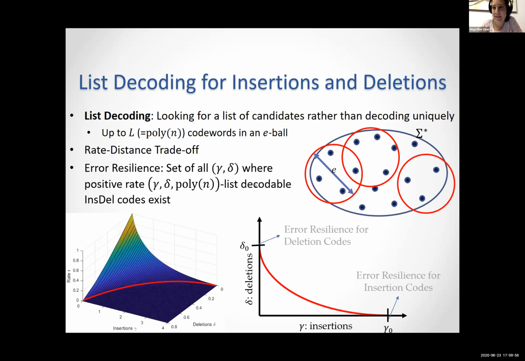Good. Are there any other questions? Paul Bean is asking, are the codes you construct efficiently list decodable? Do you have an algorithm that is polynomial time for construction and also for decoding? Yes, they are efficiently encodable and decodable.